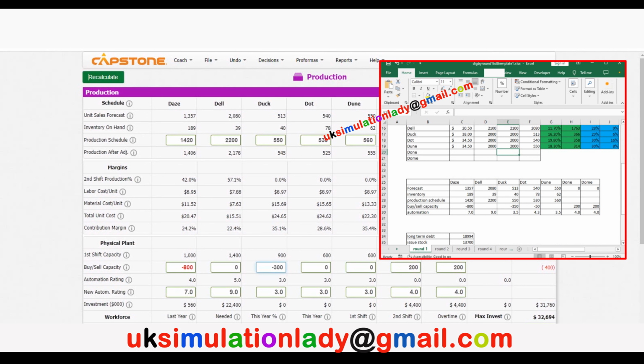Dot, another high-end product, faces high material costs because customers expect a high MTBF. To offset this, we'll increase Dot's automation rating to 4.3 to reduce labor costs. For both Duck and Dune, we'll change their automation ratings to 3.5 to further cut labor costs. With all these decisions, we've exceeded our investment quota for this round. To free up more money, we'll sell 350 units of Duck's capacity and 50 units of Dot's capacity.